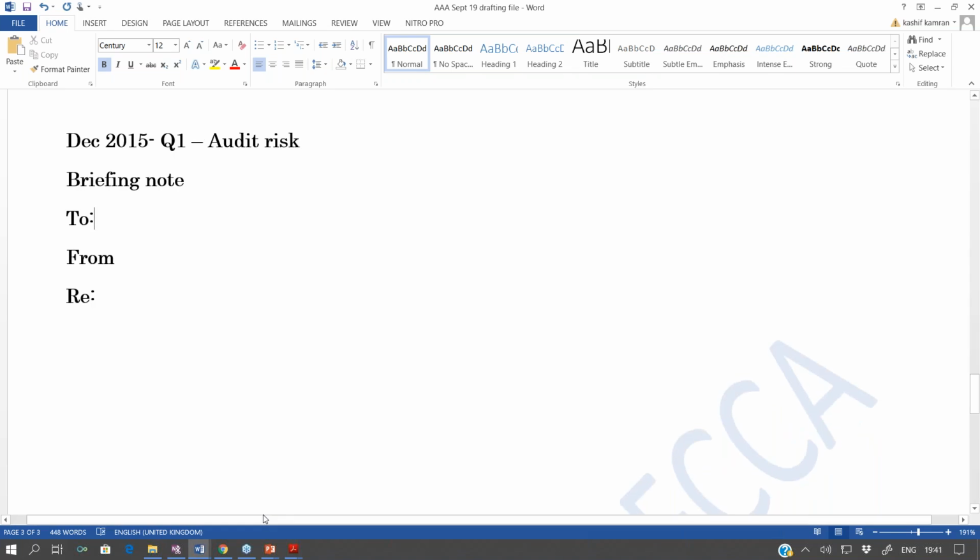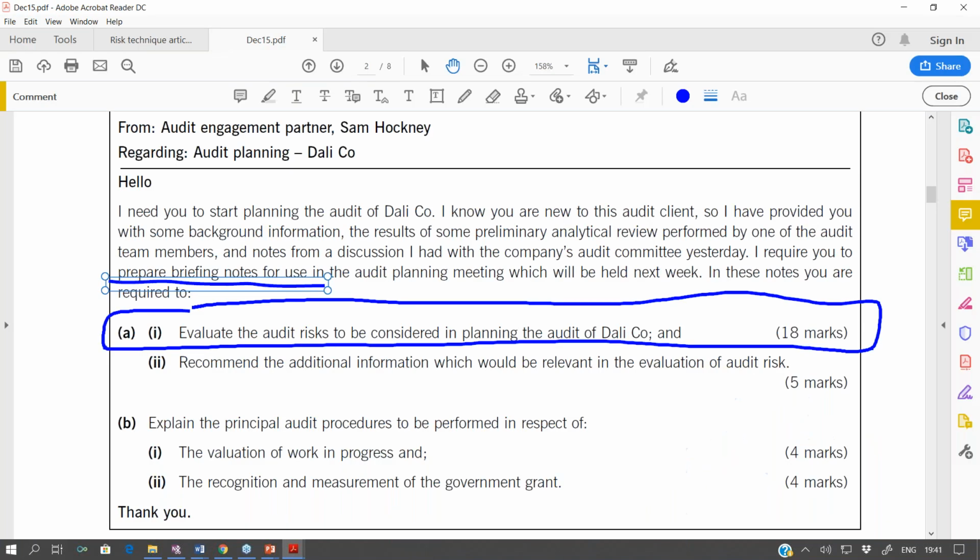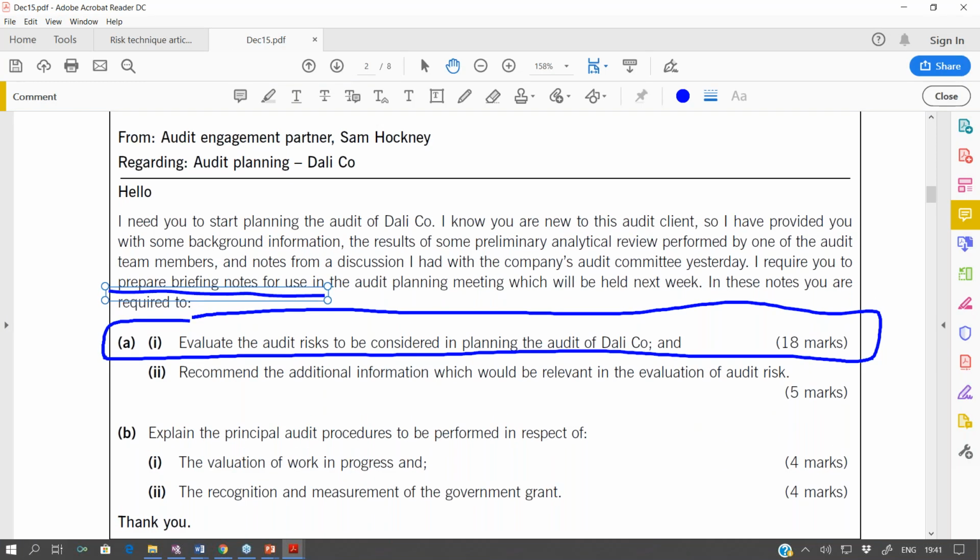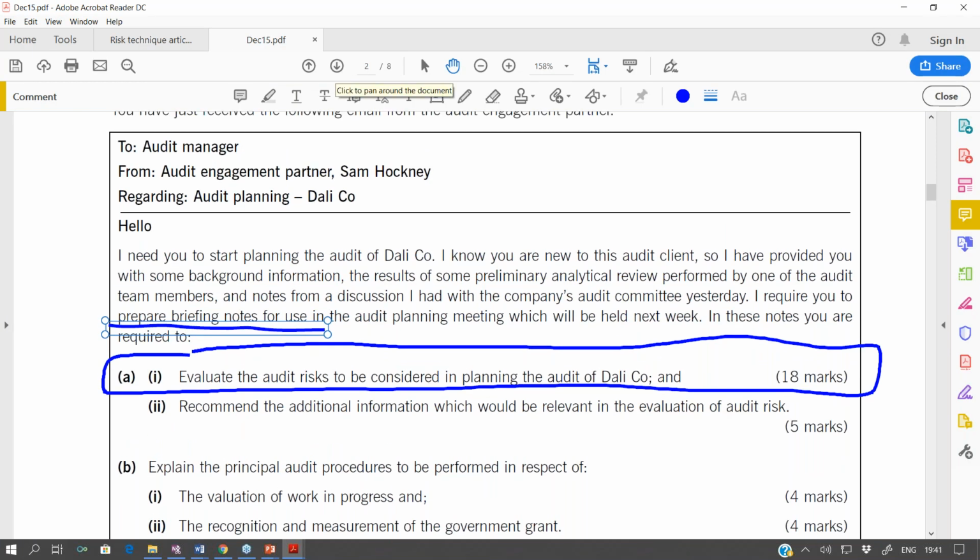Let's see what is to, from, RE in the case study. Now, when you go back to the case study to find, it's to the manager, because the email has come from the partner, right? So the partner has emailed me, I'm the manager. It's from the partner, audit engagement partner Sam Hockney, and it's regarding audit planning Dali company. Now I'm replying back to the email. So whenever I get an email from anyone, I just press the reply button, right?